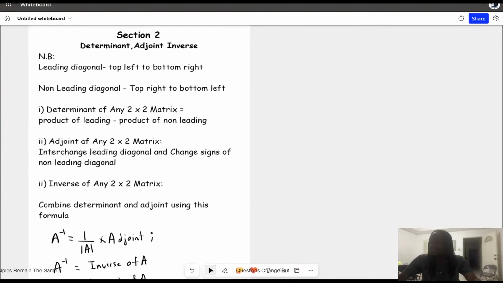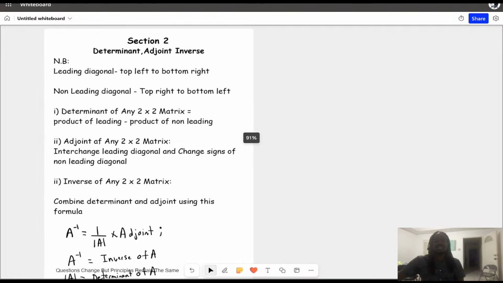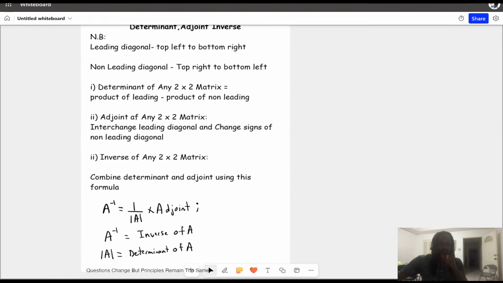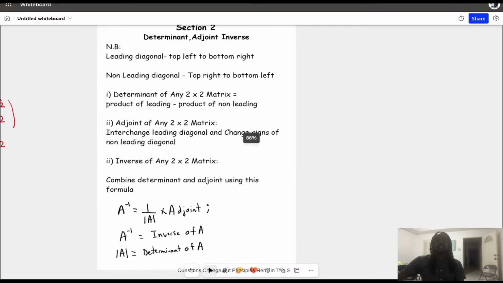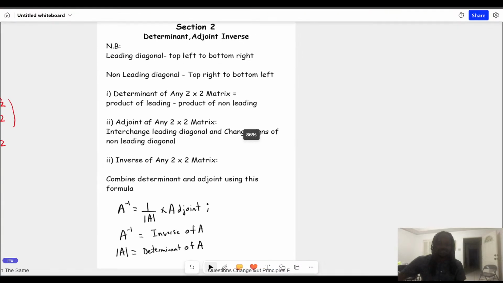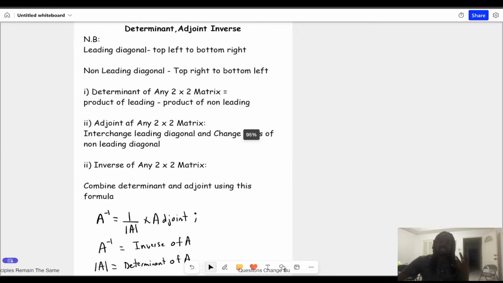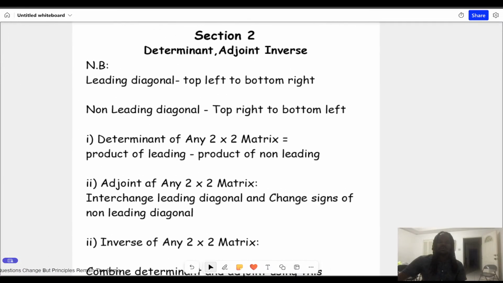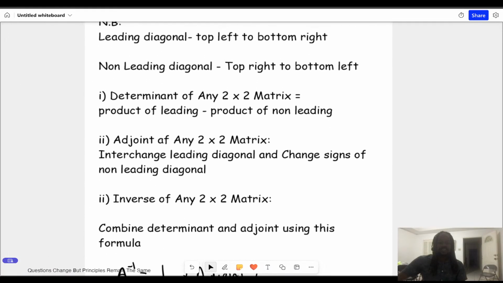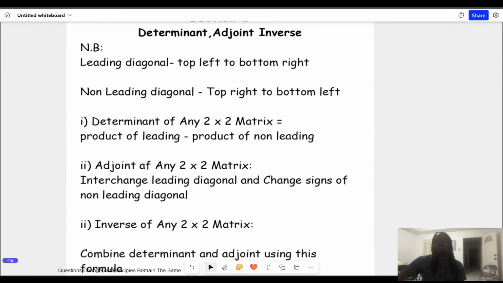Alright, so we're now in the nitty-gritty, section 2. In section 1, we looked at some of the most basic things: addition, subtraction, scalar multiplication, equal matrices. Section 2 is where the majority of the questions come from. You cannot go into the exam and not know how to find the inverse of a matrix.